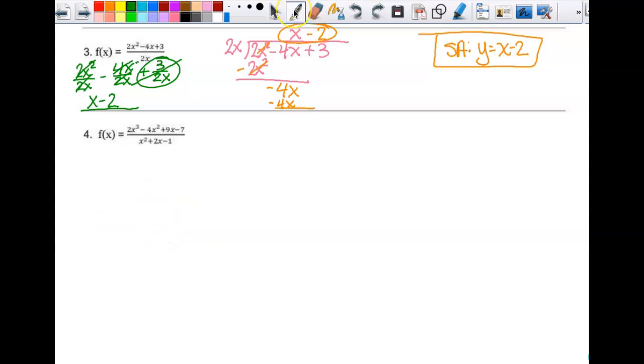All right, so let's look at number 4. I'm just going to go ahead and tell you, we would need to try and factor this. It's not going to factor, so we can't factor it. Since we can't factor it, and that means there's no point discontinuity, could I possibly have a slant asymptote? Is the degree of my numerator 1 more than the denominator? Yes, and that's how you determine that. So then I have to divide. Can I use synthetic division? No, I got to use long division.